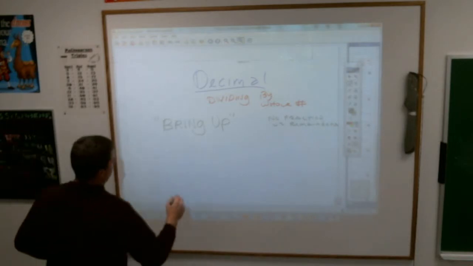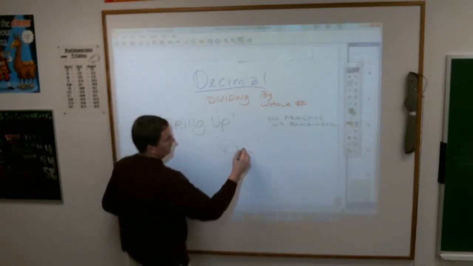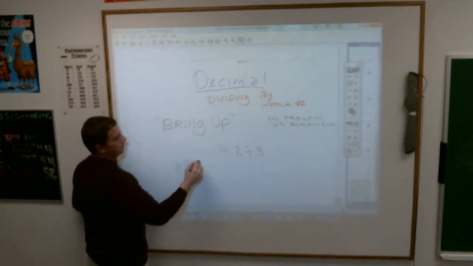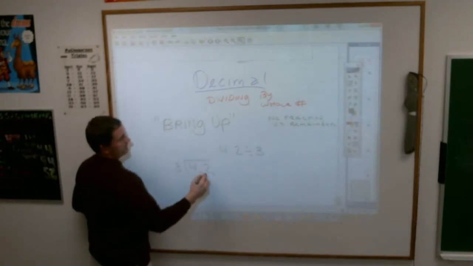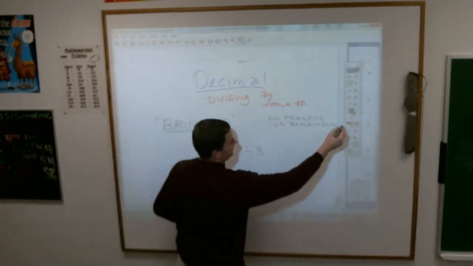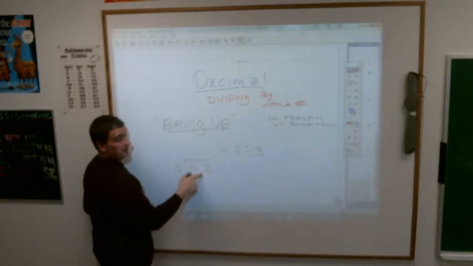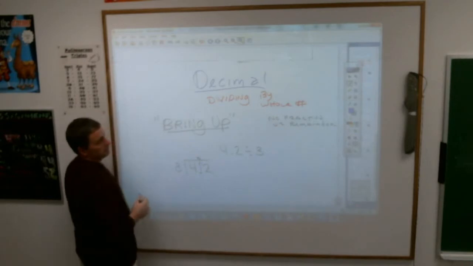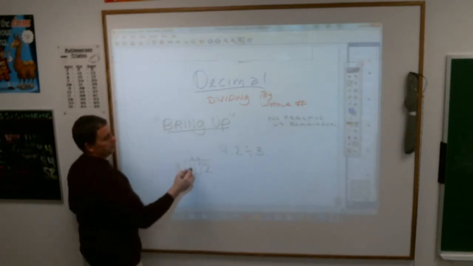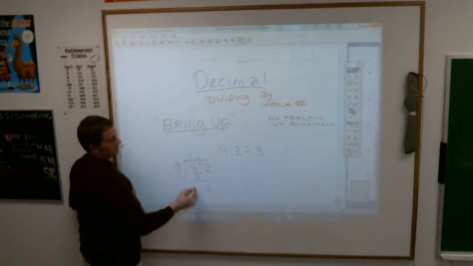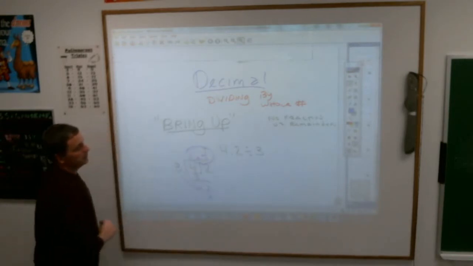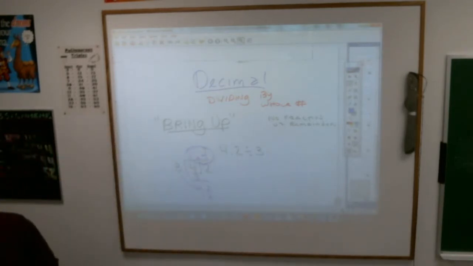For example, if I have 4.2 divided by 3, which means it is 3 into 4.2, the first thing I do is bring up the decimal, which means wherever the decimal is here in the dividend, you move it straight up above it, and that's where it's going to go in the quotient. Then you just do the division problem. 3 goes into 4 once. 3 goes into 12 4 times. And you have your answer, 1.4. That doesn't sound so hard, does it?